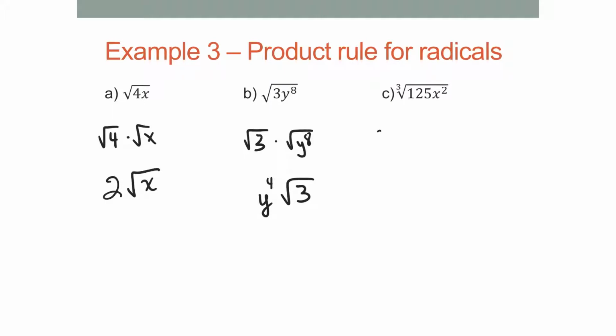Next one, cube root of 125 times the cube root of x squared. Oops, x squared. Cube root of 125 is 5, right? 5 times 5 is 25. 25 times 5 is 125, so that's 5. And then times the cube root of x squared. We can't take the cube root of x squared.